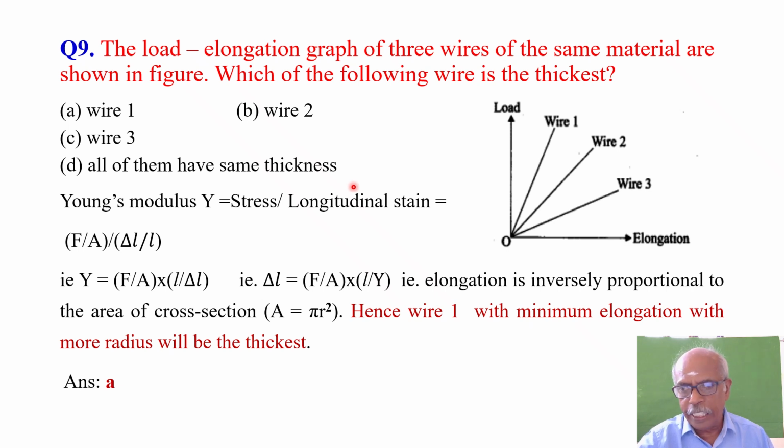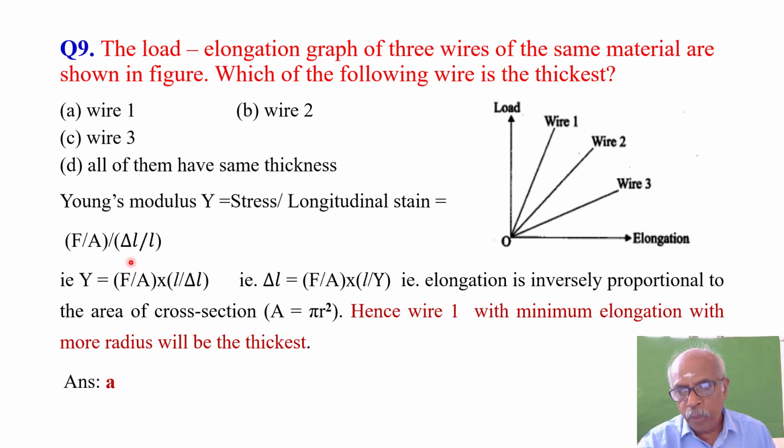Let us find it. We know that Young's modulus Y is equal to stress by longitudinal strain. What is stress? Force acting per unit area. It means force by area, F by A, divided by longitudinal strain. What is the formula? Change in length divided by original length. So delta L is the change in length, capital L is the original length. So Y is equal to F by A into L by delta L.